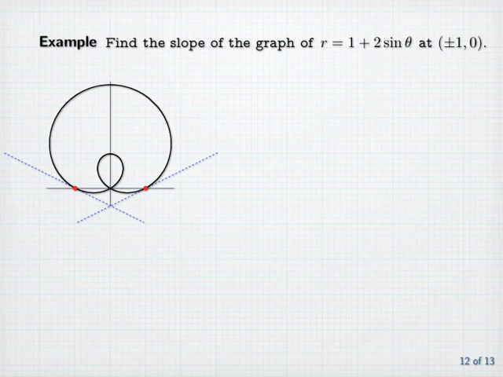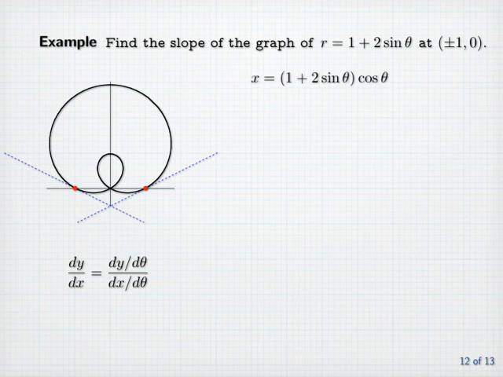Also, the point (1, 0) corresponds to theta equals 0, and the point (-1, 0) corresponds to theta equals pi. Recall that dy dx equals dy d theta divided by dx d theta. So let's compute the derivatives of x and y with respect to theta. Since x equals r cosine theta, and r equals 1 plus 2 sine theta, we have x equal to (1 plus 2 sine theta) times cosine theta. And since y equals r sine theta, we have y equals (1 plus 2 sine theta) times sine theta.